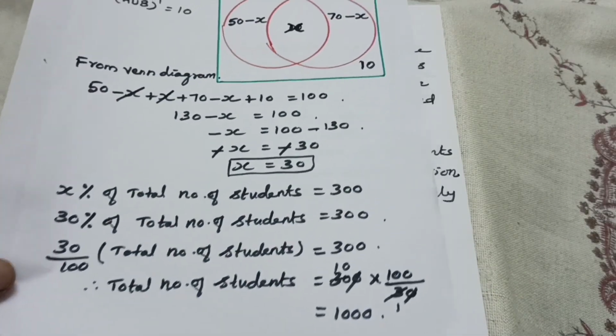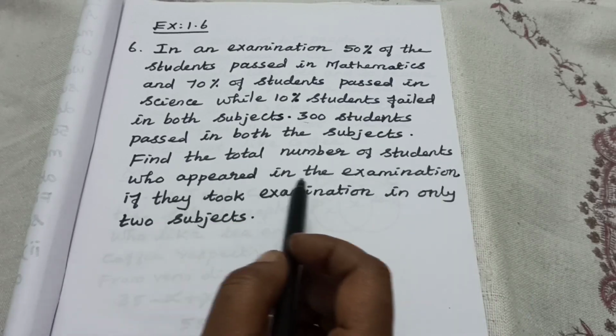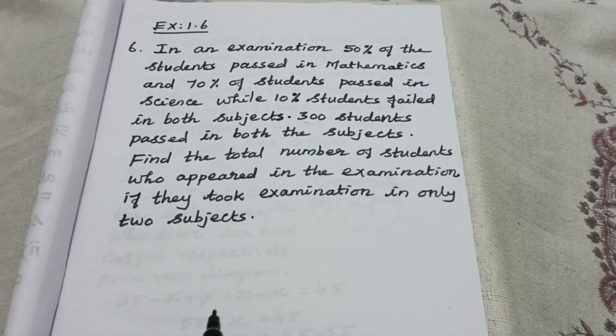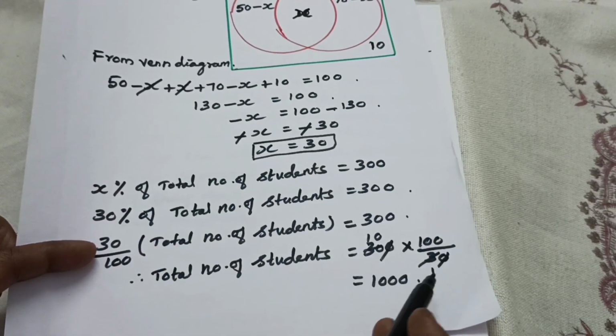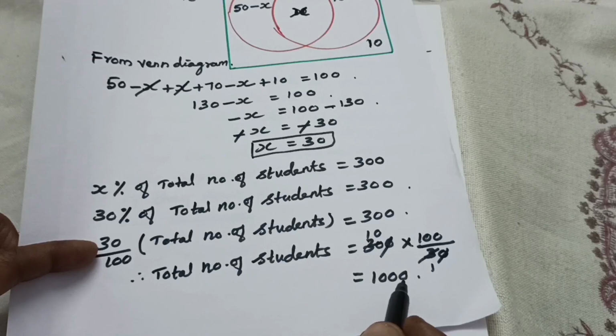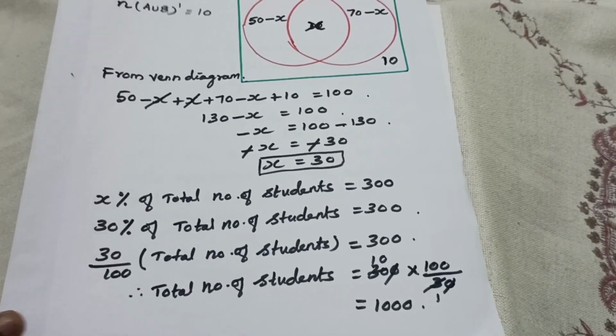Okay, then did you get the answer? The total number of students who appeared in the examination is equal to 1000. That's the answer. Have you understood? Any doubt?